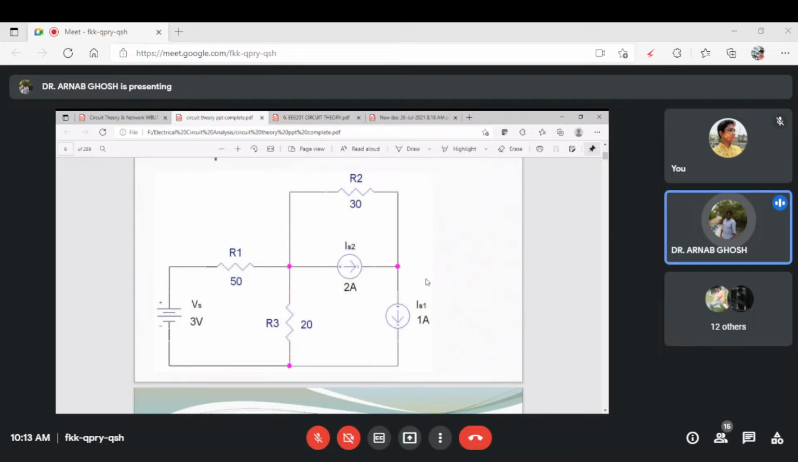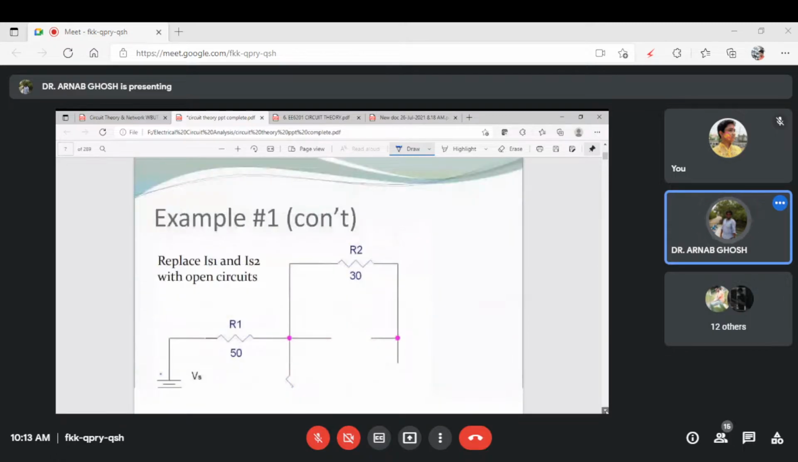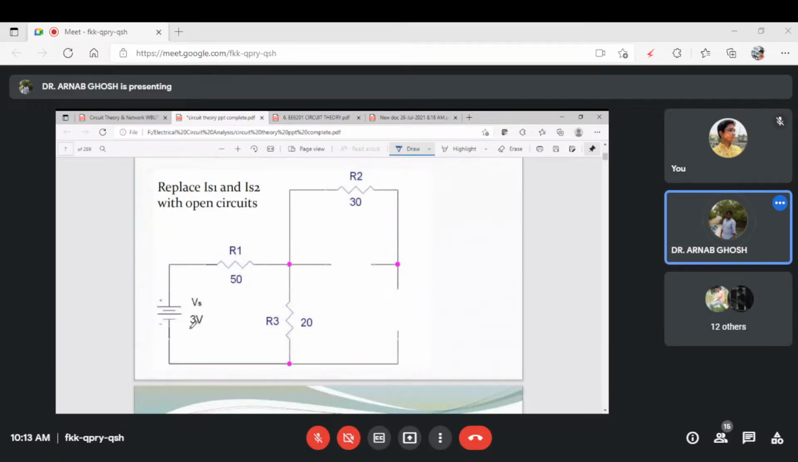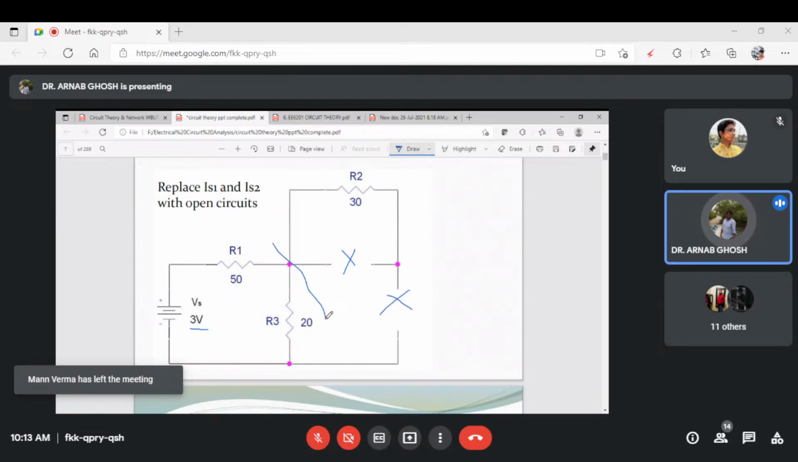So you see this problem. Here you are having three independent sources. This is one independent source, this is one independent source, this is one independent source, and you are having three individual loops as well. You are given three resistances. So what we will do, we'll first consider only this voltage source, and we will open circuit these two. So no current is flowing through this, no current is flowing through this. So you are just left with this part of the circuit.